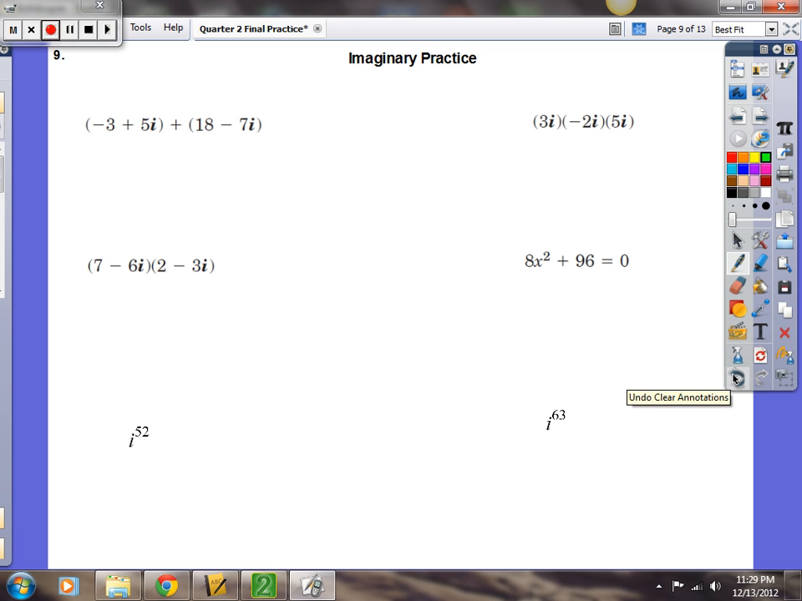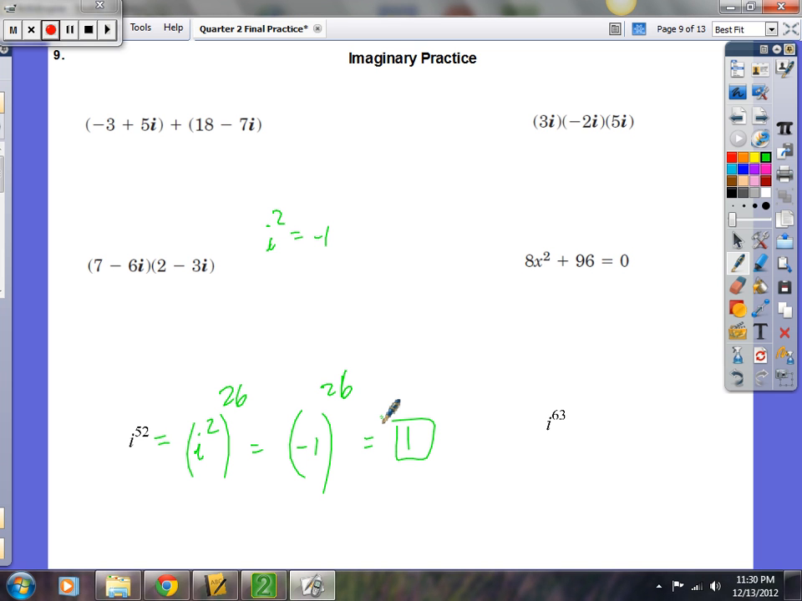i to the 52nd power. What if you have i times i times i times i, 52 times? You want to think in terms of this. How many i squareds are there? Because an i squared is just a negative 1. So how many i squareds are there in 52? How many 2's are there in 52? There's going to be 26 of them. So this is legal. You're going to rewrite that as i squared to the 26th power. You're going to swap out in place of i squared a negative 1. Negative 1 to the 26th. What's a negative 1 times itself 26 times? It is a positive 1.